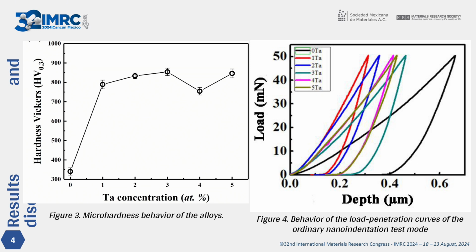Figure 4 illustrates the load-displacement characteristic curves of the nanoindentation test conducted on an alloy containing 6 distinct amounts of tantalum. In instances where a change in the shape of the load-displacement curves is observed, a decrease in penetration is evident, and this behavior gives rise to a change in the elastoplastic properties.